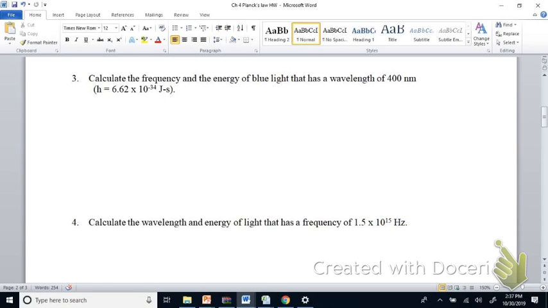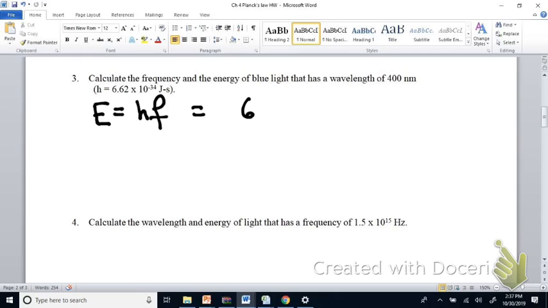Now we can solve for energy. We could base it on what we just calculated. We could also base it on the given information. My preference is to use E equals hf because it's only one mathematical operation, whereas if I use hc over lambda, it's 2.